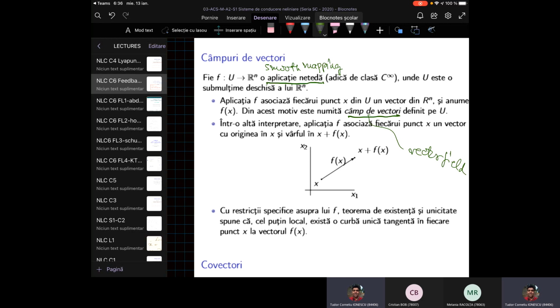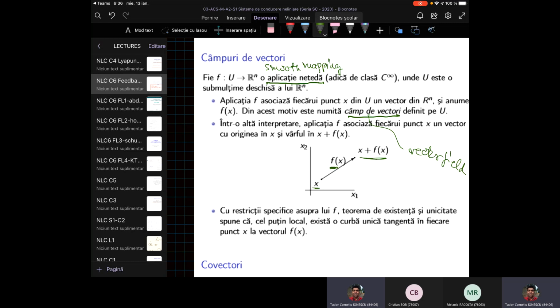Okay. So why is it a vector field? Because if you start from x and you add the f of x, you end up with x plus f of x at the end of this vector. So it's a vector field. This is a two-dimensional idea because it's easy to see things in 2 dimensions. In n dimensions is virtually impossible.